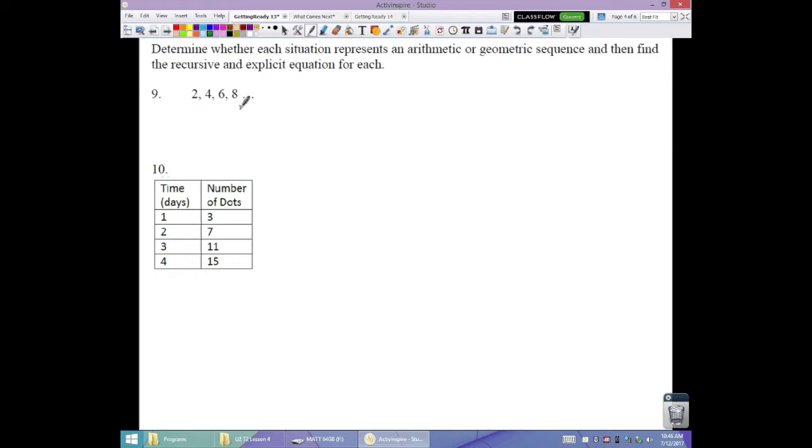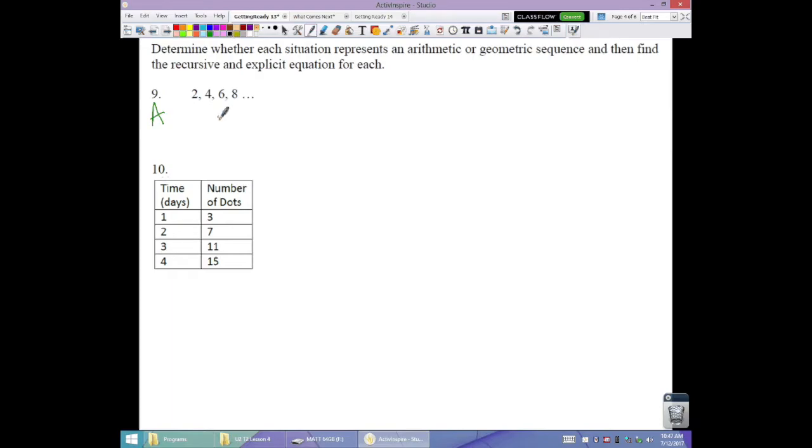So, for example, to check for an arithmetic sequence, I would start at the back with 8, and I would subtract. So 8 minus 6 is 2, 6 minus 4 is 2, and 4 minus 2 is 2. Therefore, since I got the same answer, the same difference, that is our common difference, making it an arithmetic sequence. So number 9 is arithmetic.